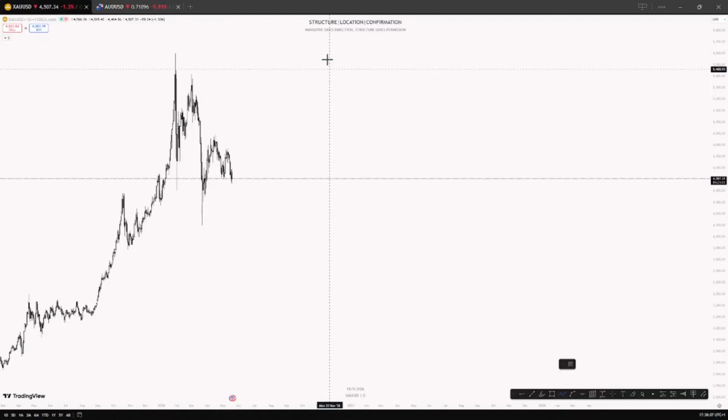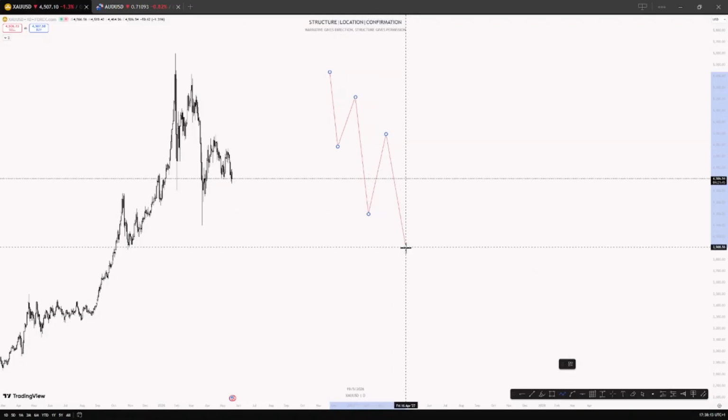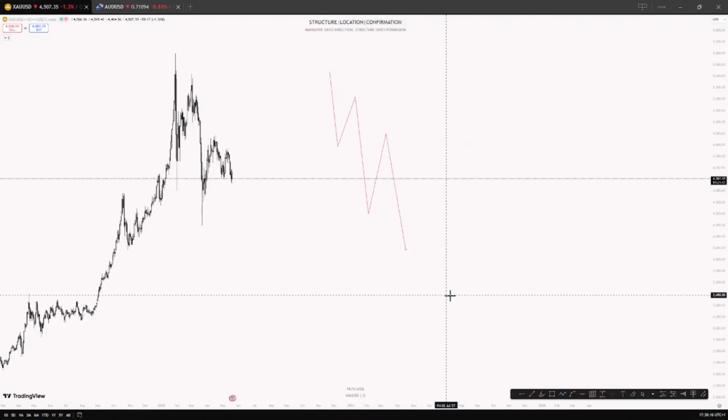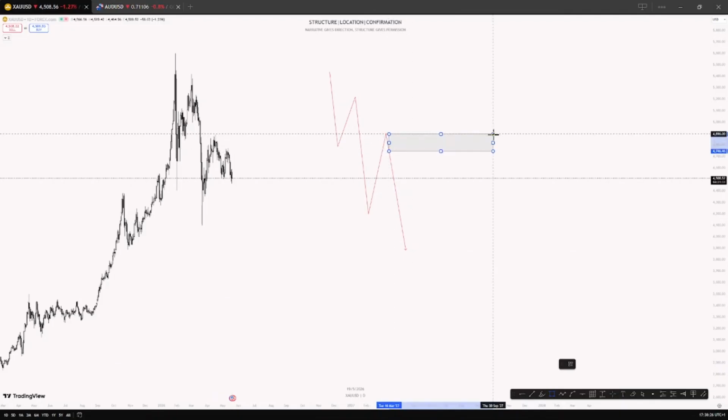Now, take a look at this bearish trend. We have this move, we have price going all the way here, and then we have this. Take into consideration the concept I explained to you earlier, where we have two supply zones. We have one here and we have one here.